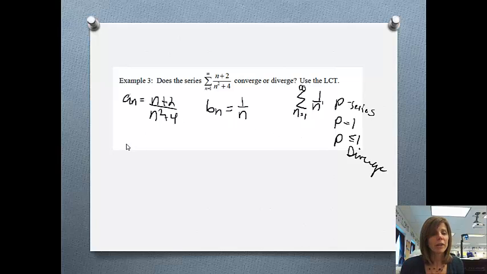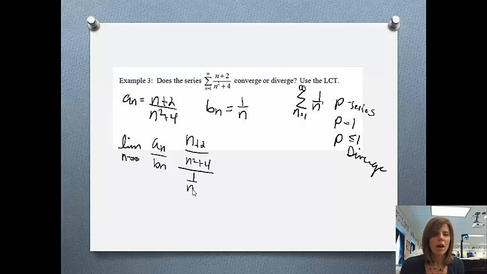Now we're going to compare these two to see if that helps. We have the limit as n approaches infinity of a sub n over b sub n, which will be n plus 2 over n squared plus 4, all over 1 over n. Then I multiply by the reciprocal, so I get n squared plus 2n over n squared plus 4. Now if I find the limit as n approaches infinity, I will get infinity over infinity, which is going to allow me to use L'Hopital's.